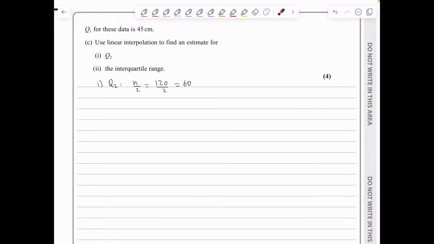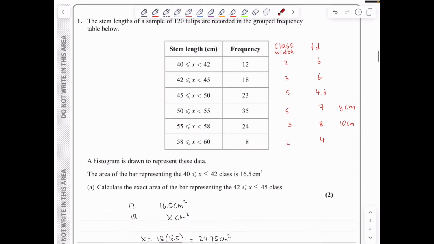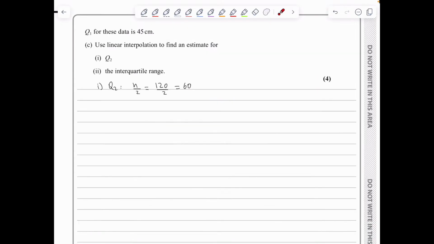Now, to do that, I'll go back to my frequency table and consider the cumulative frequencies. So I will be summing up the frequencies as I go down. So we start with 12 plus 18 is 30, plus 23 is 53, plus 35 is 88, then 112, and then 120. So the 60th observation is in the 50 to 55 class, which means I can draw this diagram here to help me determine the median.